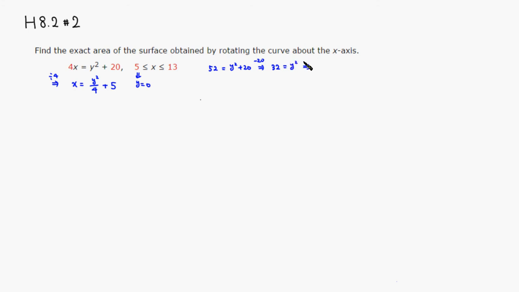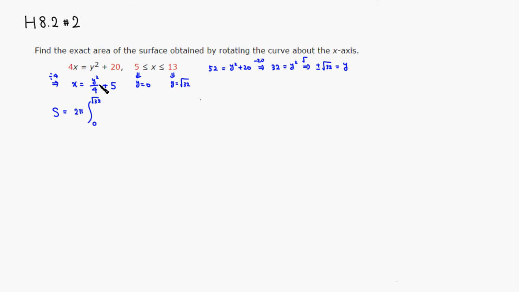Then we can take the square root of both sides, so it's going to be plus or minus the square root of 32. I'm just going to go from 0 to the positive value, so this gives you y equals square root of 32. Then we can set up an integral. We're going to have 2 pi as usual, and you're going from 0 to square root of 32.